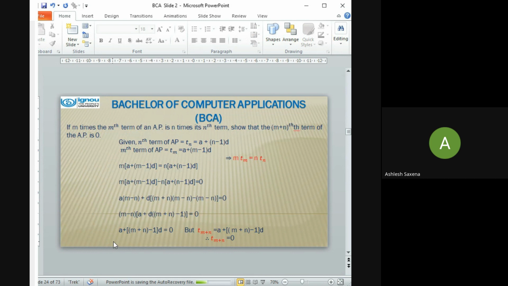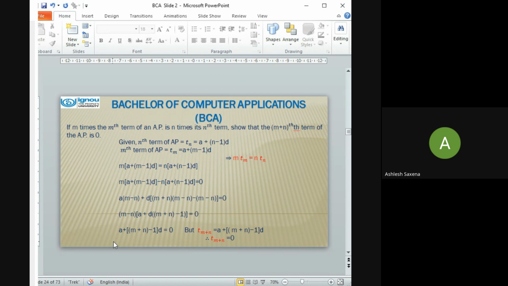Another problem. If m times the mth term of an AP is n times its nth term, show that the m plus nth term of the AP is 0. Okay, so we have the term formula. Here I'm using Tn in place of an. That doesn't make any difference, it is one and the same thing. Tn is equal to a plus n minus 1 into d. That is for the nth term, and for the mth term, it is a plus m minus 1 into d.